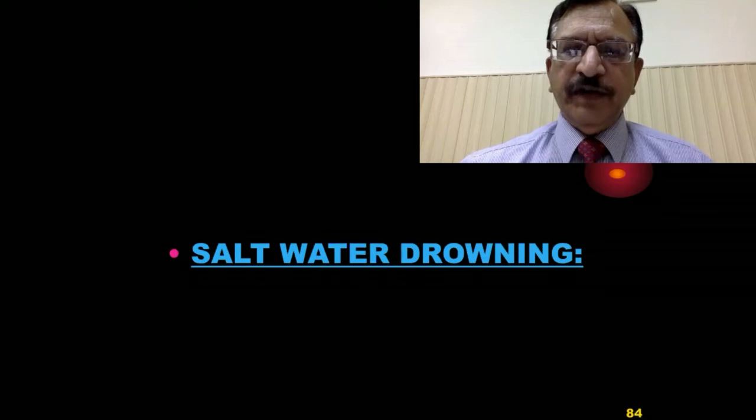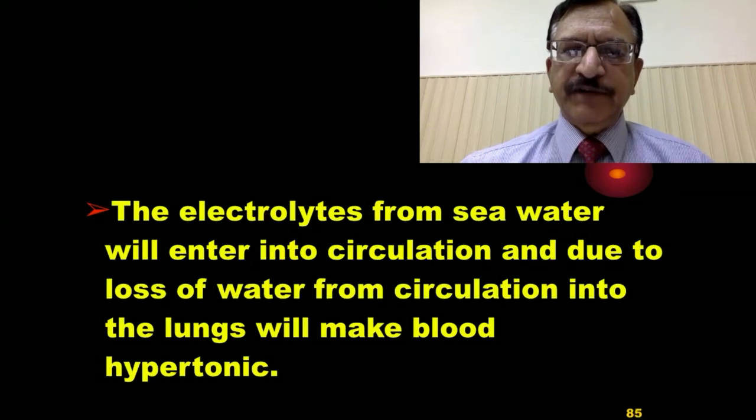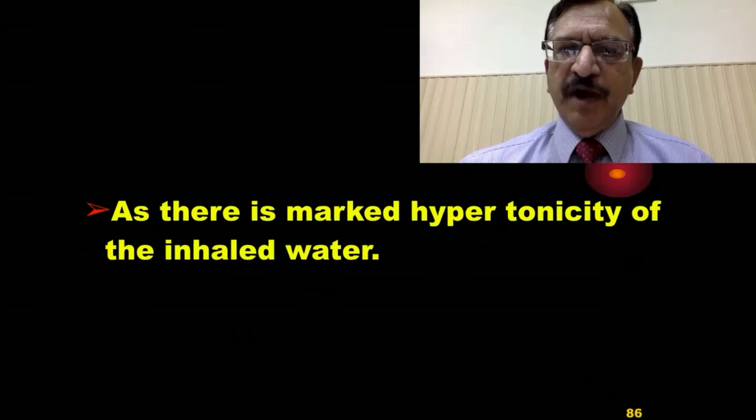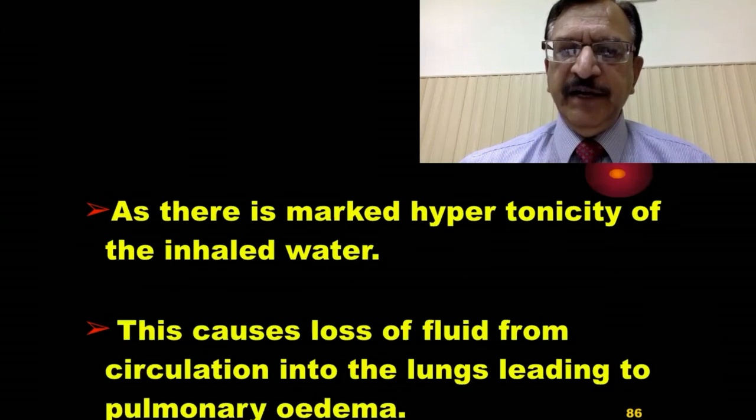Whereas in saltwater drowning, the electrolytes from the seawater will enter into the circulation. Seawater is hypertonic, so it will extract water from the circulation into the lungs, and the electrolytes of seawater will enter into the circulation. The reverse will happen to that of fresh water. As there is marked hypertonicity of the inhaled water, this causes loss of fluid from the circulation into the lungs, causing pulmonary edema.